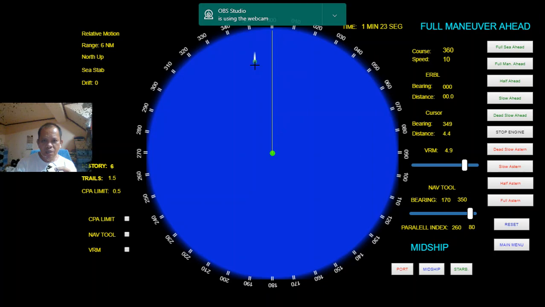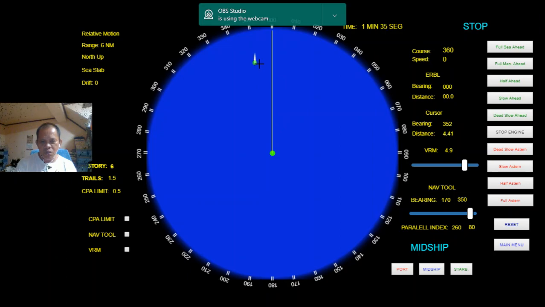Relative means your ship's motion, your bearing, is relative to your movement. Just for example, I will stop my engine. Look what will happen to the trails. Okay, I already stopped, but my course is still steady. Now, it will become going to me, the trails will be slow.